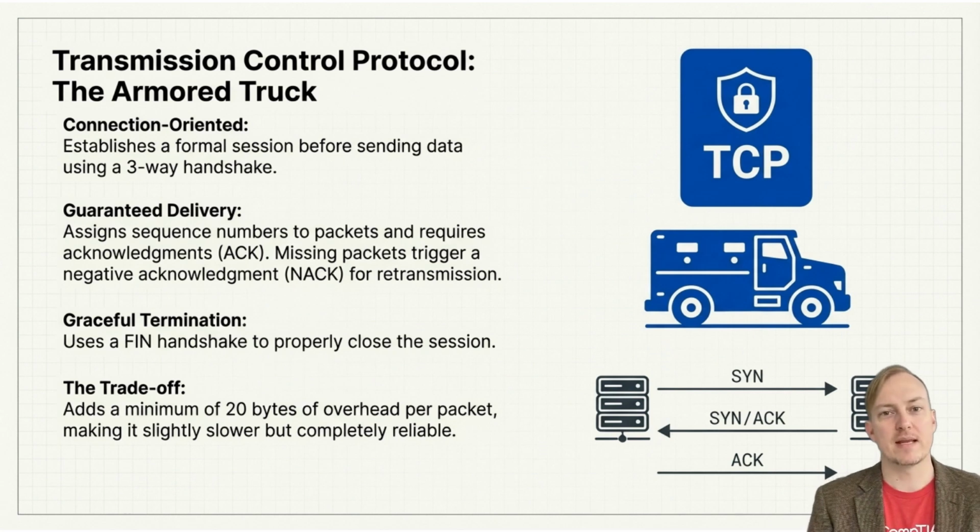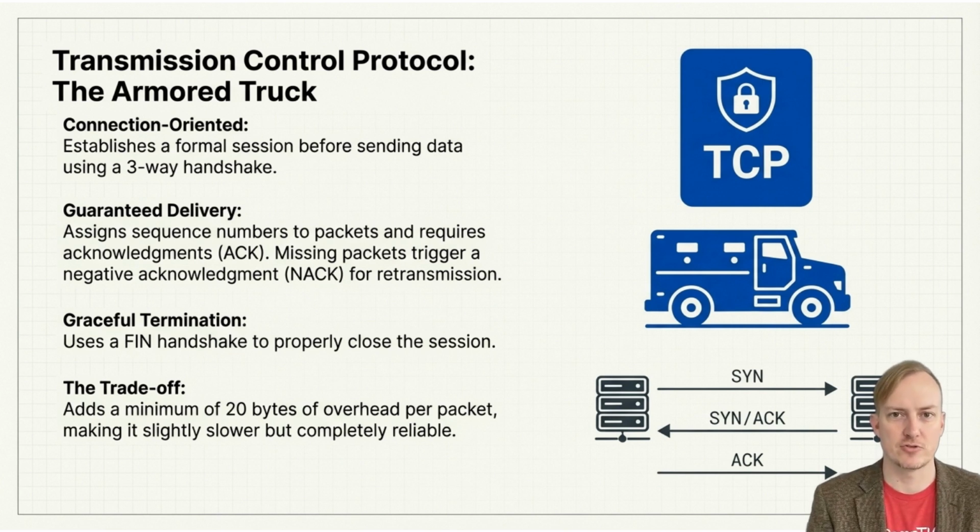First up is TCP, the Transmission Control Protocol. Think of TCP as our armored truck. It is connection-oriented, meaning it establishes a formal session before sending any data using a three-way handshake: SYN, SYN ACK, and ACK. It provides guaranteed delivery by assigning sequence numbers to packets and requiring acknowledgements. If a packet goes missing, it triggers a negative acknowledgement, or NAK, for immediate retransmission. It also requires a graceful termination using a FIN handshake to properly close the session.